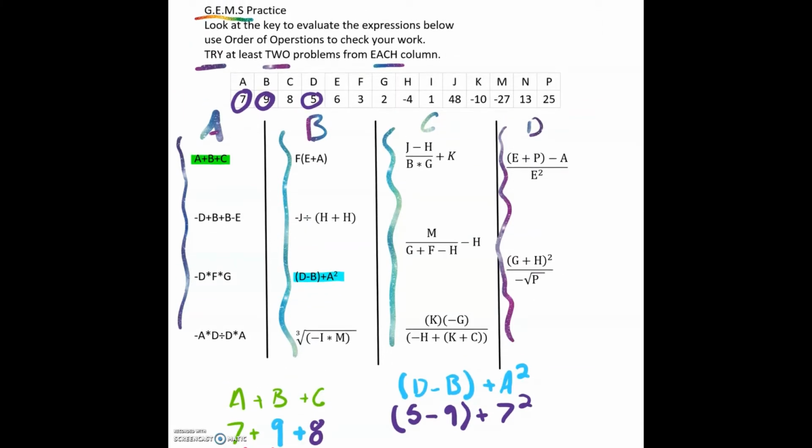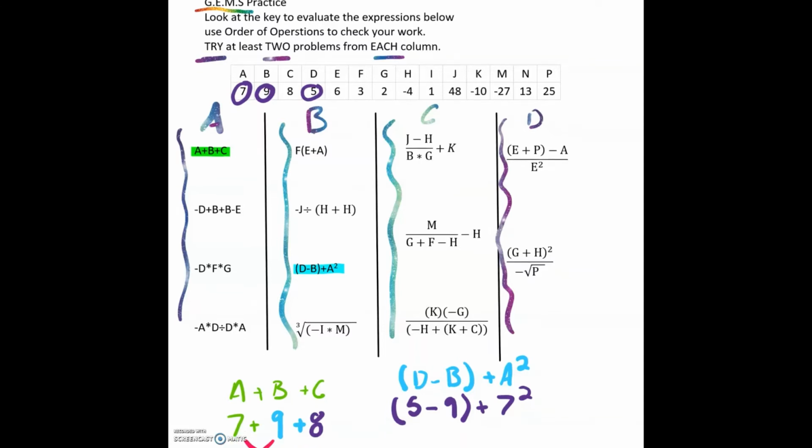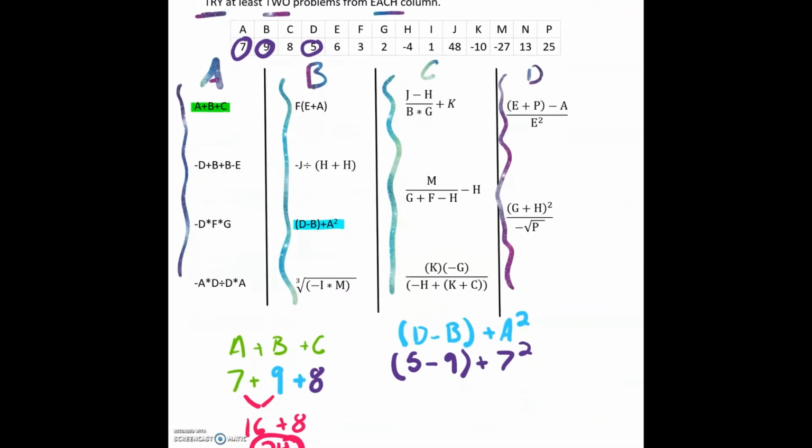All right, if we remember our GEMS, G stands for grouping, so that's our parentheses. What is 5 minus 9? Think about if it's a part of your fight. Is that going to be addition, subtraction? Are you going to combine those numbers, or are you going to reduce the numbers? So 5 is positive and 9 is negative. So my number is going to be -4. Plus, I still have 7 squared.